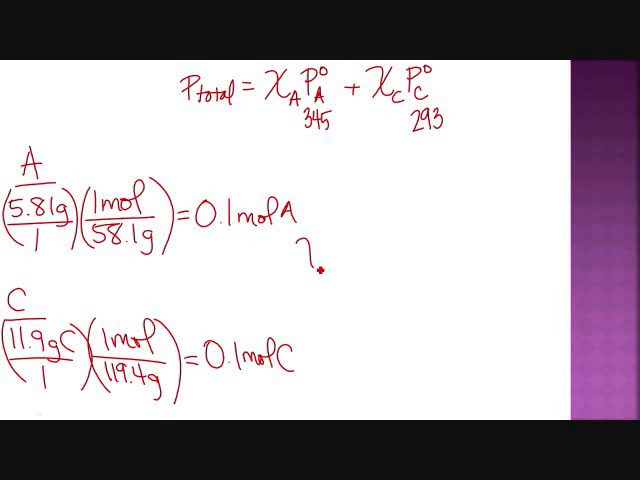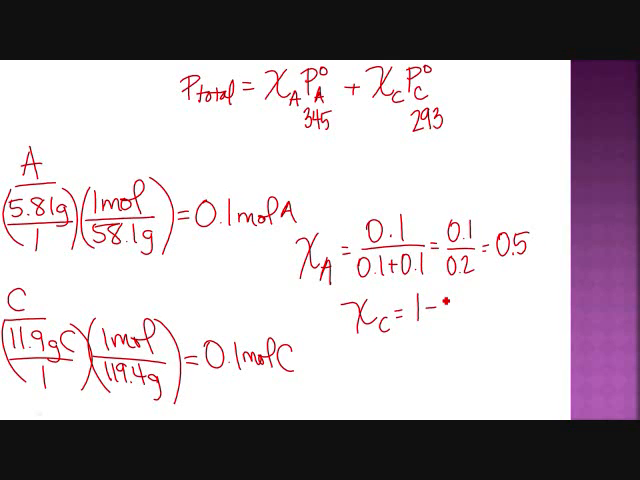A. Okay. So for the mole fraction of A, I take the moles of A, which is 0.1, over the total, so 0.1 plus 0.1. So that turns into 0.1 over 0.2. What is that? A half. Yep. So if I know that the mole fraction of A is 0.5, the mole fraction of C is 1 minus the mole fraction of A. So the mole fraction of C is also 0.5. Okay? So now we can plug this into our equation and solve. I'm just trying to write up here to save space, but if you need to rewrite it, go for it.